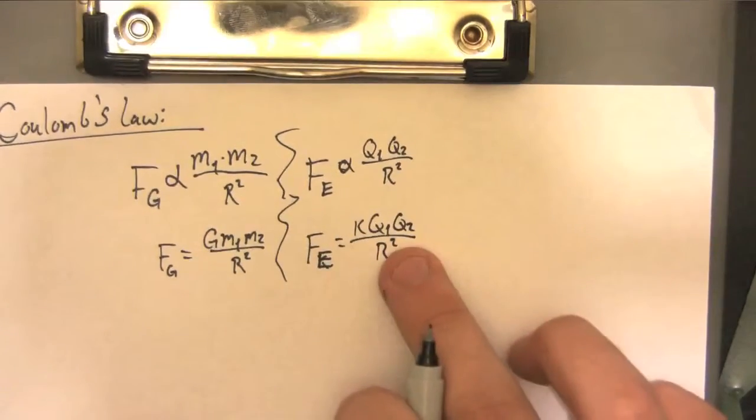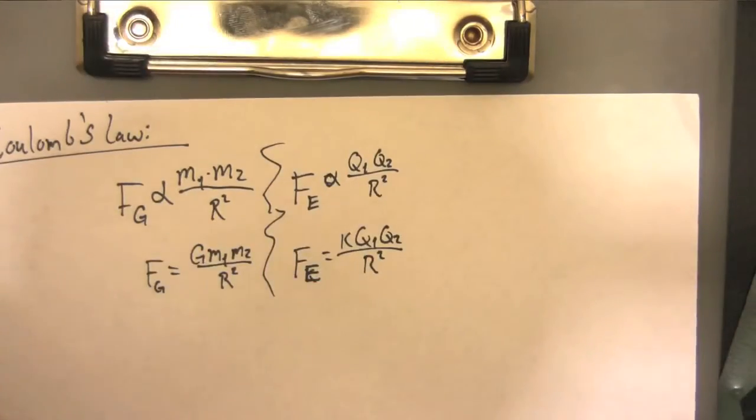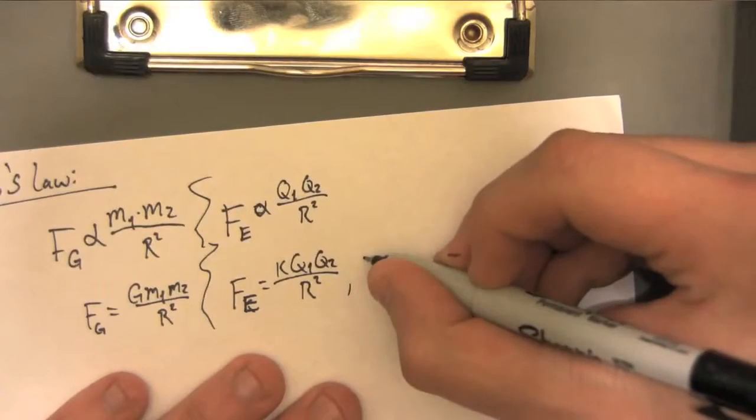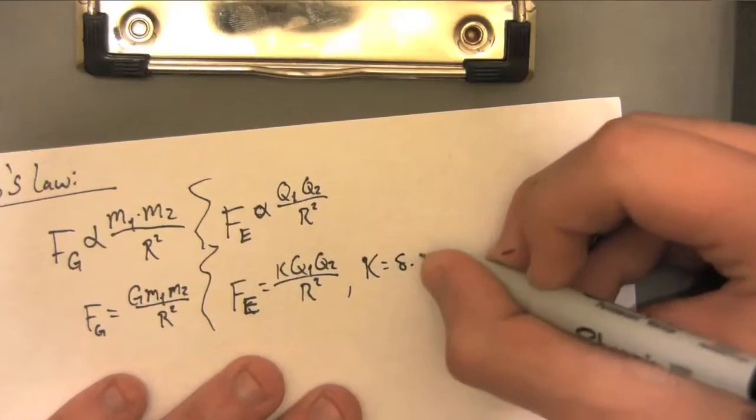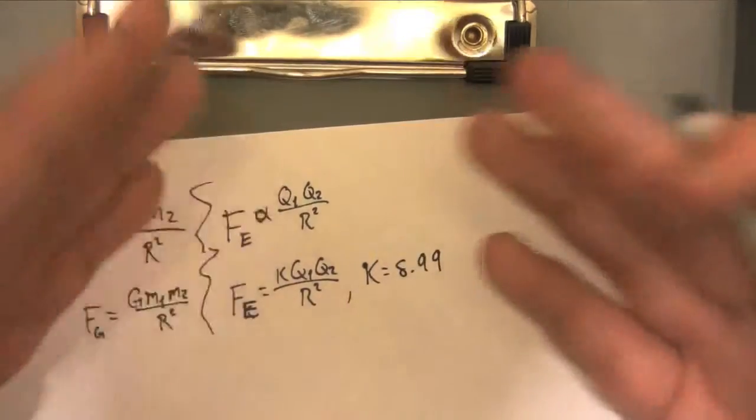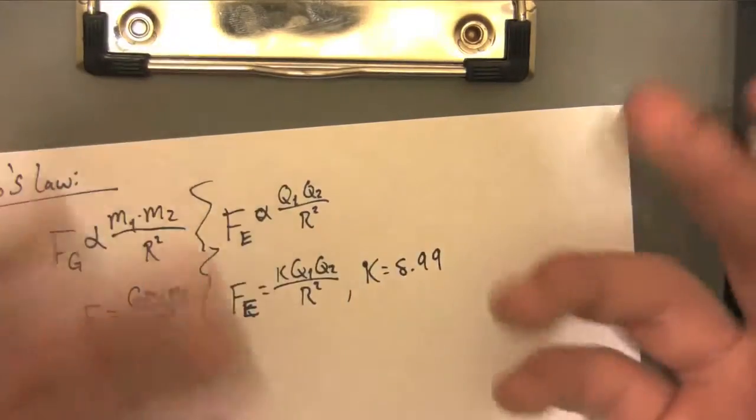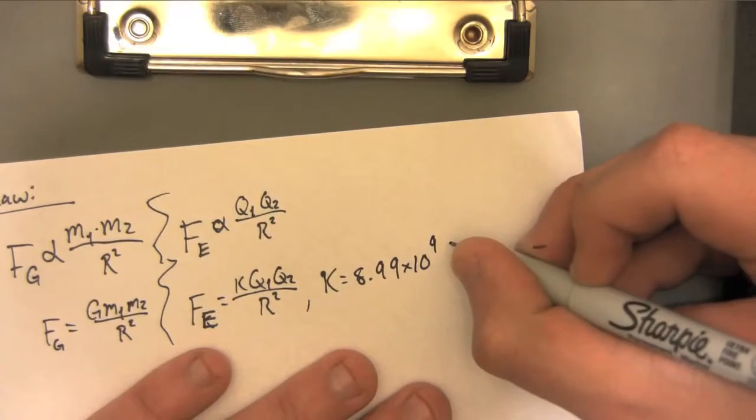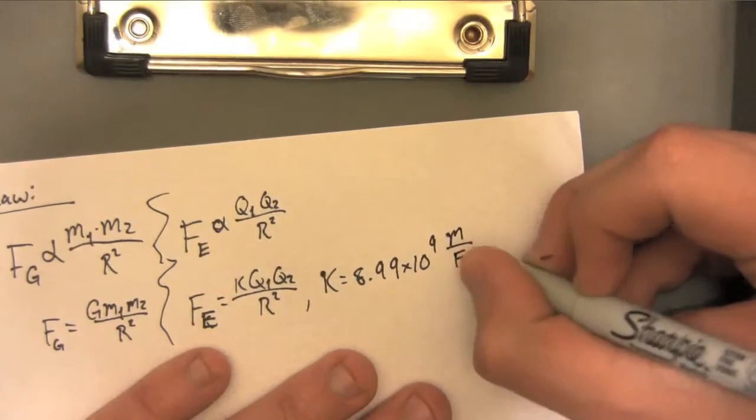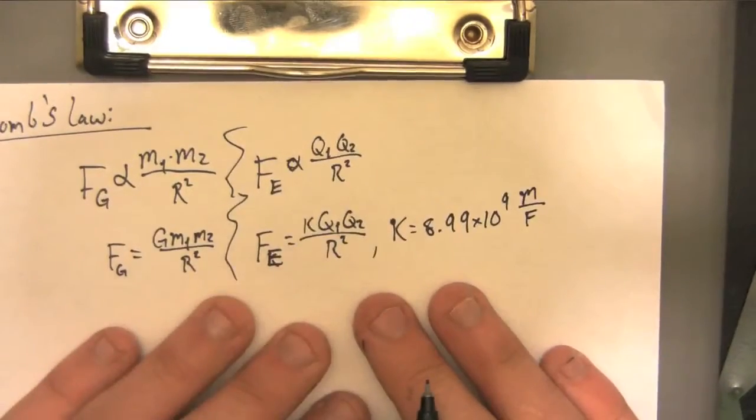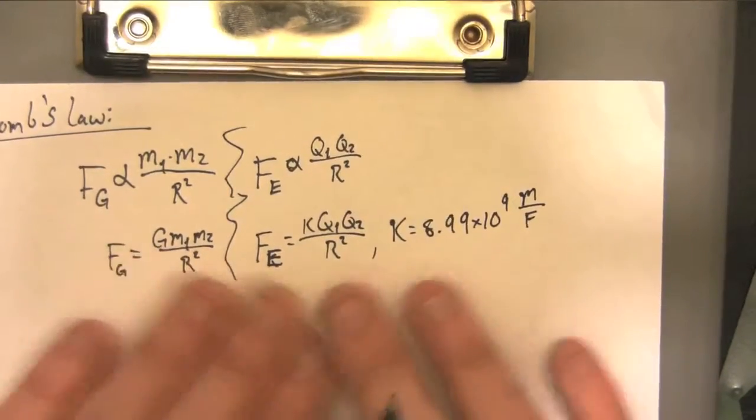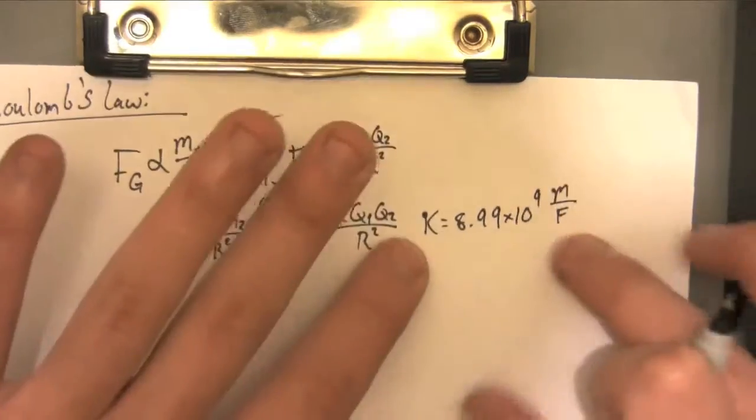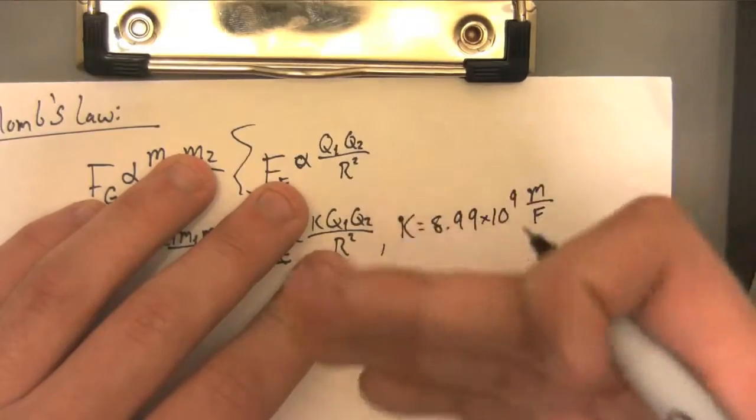Now, your K value is a proportionality constant. It has a value. K is equal to 8.99, most people write 9, but I like to be explicit, so I'm writing 8.99 times 10 to the 9th meters per farad. Okay, this is nice. While this is true, K is also equal to something else.